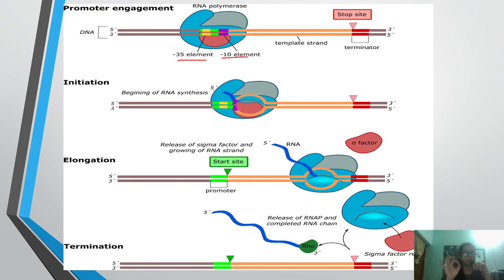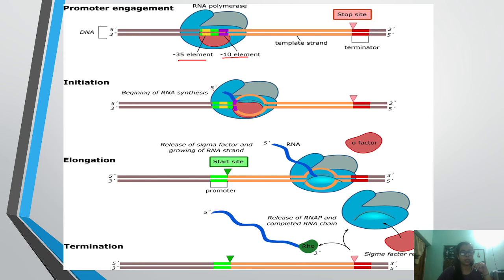Initially, in the transcription process, only abortive initiation takes place, which means new strands will be forming and getting degraded. After a proper 10-nucleotide strand is formed, once the 10-nucleotide RNA is formed, its interaction with the promoter region is stopped and then the sigma factor will be released.